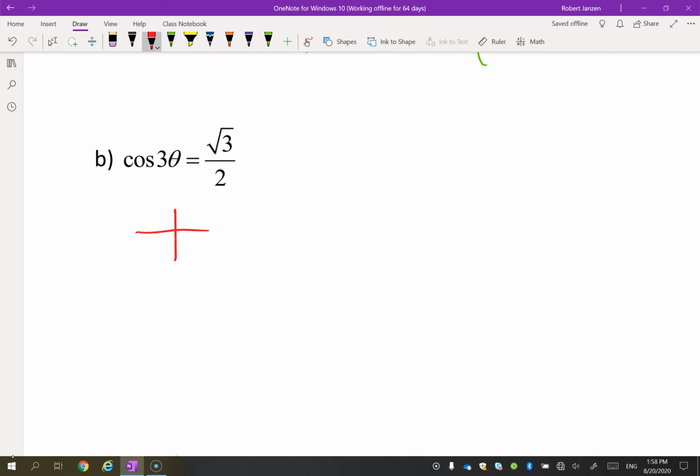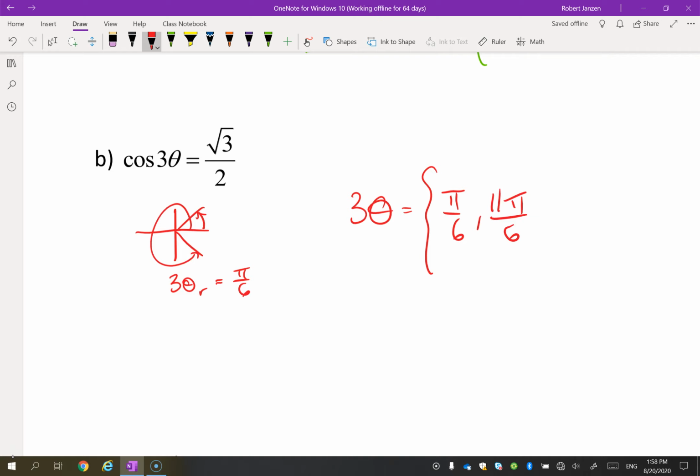Cosine is positive here and here. And the reference angle for 3 theta would be pi by 6. All right, so let's figure out what the answers are for 3 theta. Well, this one would be pi by 6. This one would be 11 pi by 6.